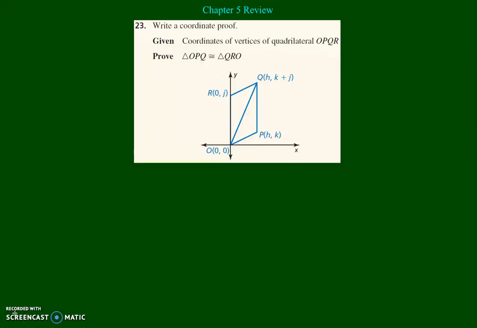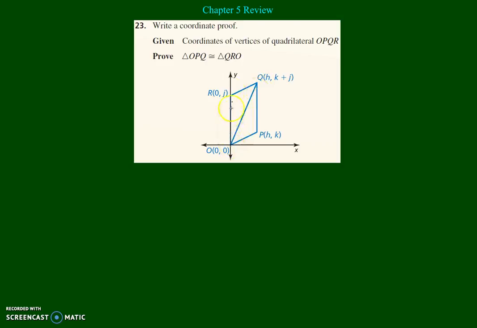This session is a continuation of the Chapter 5 review with problem 23. In this problem, it says write a coordinate proof. Coordinates of vertices of quadrilateral OPQR are given. Prove that triangle OPQ is congruent to triangle QRO.